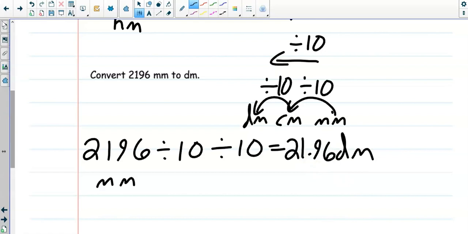And that's how we convert in the metric system. It's all about multiplying or dividing by 10. Really, really straightforward. If you're moving to the right, you are multiplying by 10. If you are moving to the left, divide by 10.